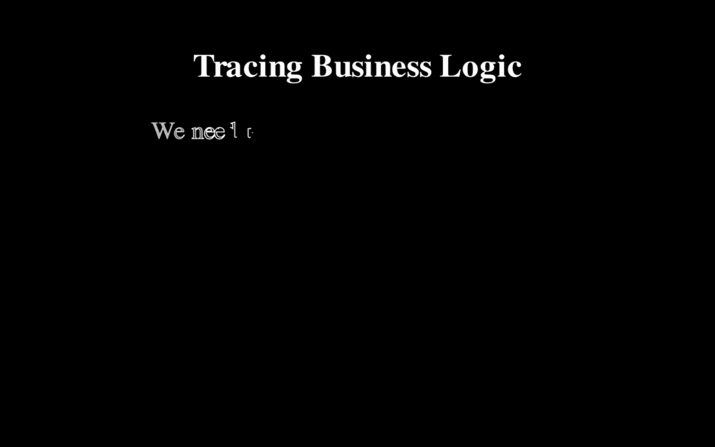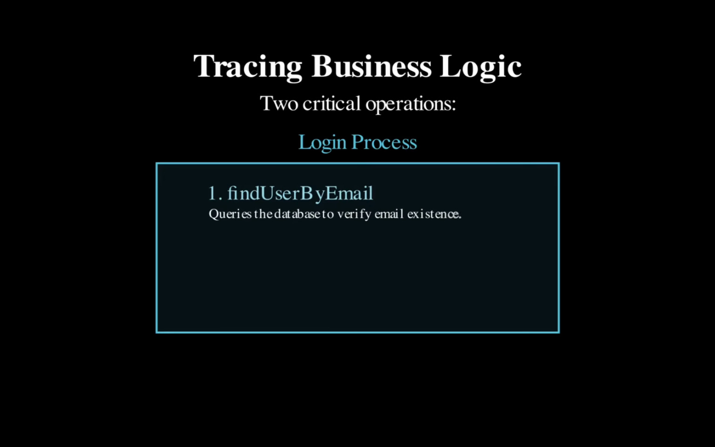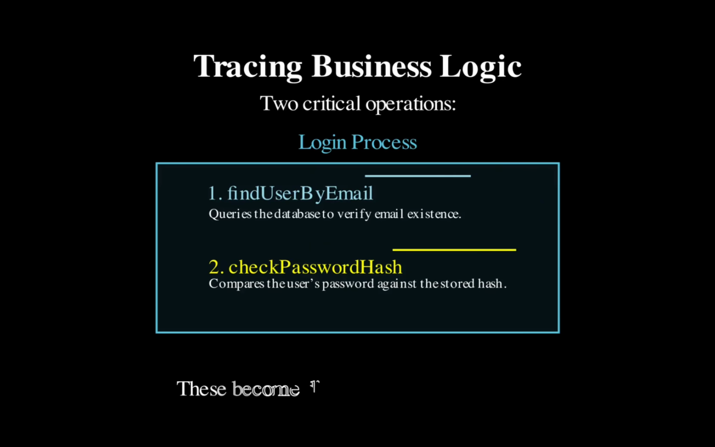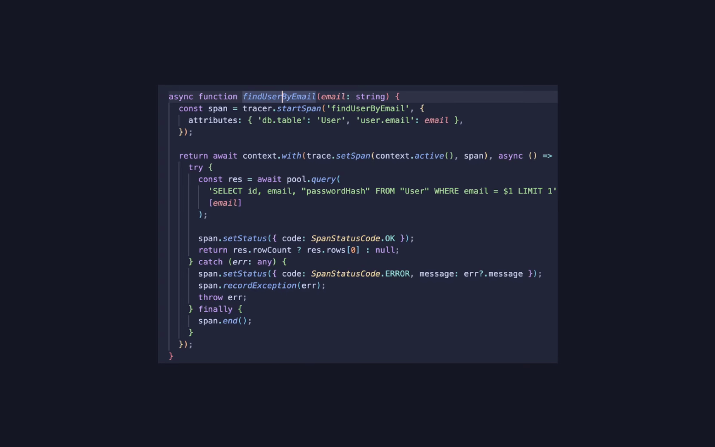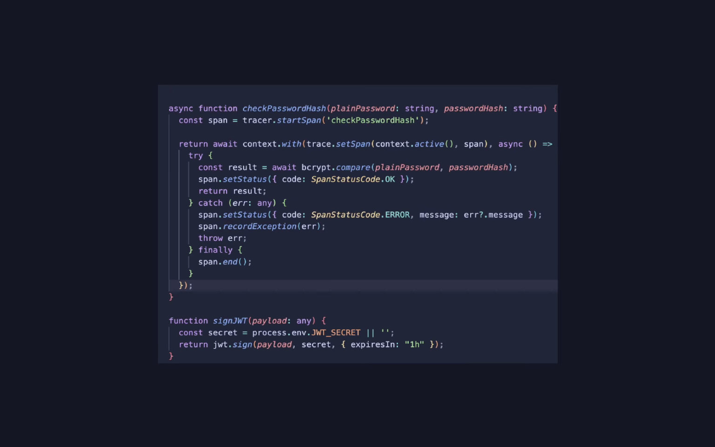But instrumentation alone isn't enough. We also want to trace our own business logic. In the login process, there are two critical operations. Find user by email, which queries the database to verify whether the email exists, and check password hash, which compares the user's password against the stored hash. For find user by email, we create a span and add useful context as attributes, for example, the user email. Once the query finishes, we close the span. For check password hash, we also create a span named check password hash, and if the comparison fails or an exception occurs, we record the error inside the span before closing it.